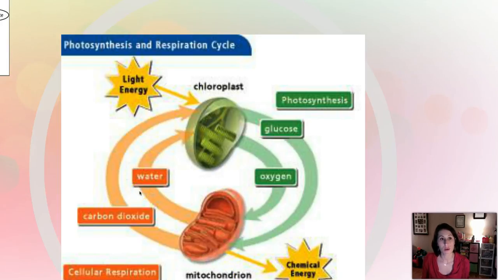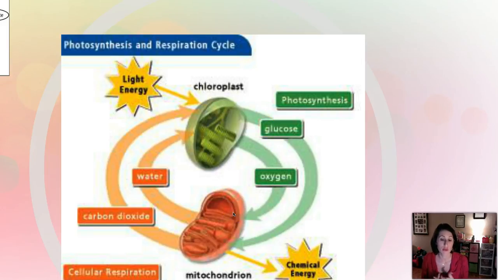From this diagram, what I really want you to understand is that the products of cellular respiration, carbon dioxide and water, become the reactants of photosynthesis. And then the products of photosynthesis, glucose and oxygen, are going to become the reactants for cellular respiration.